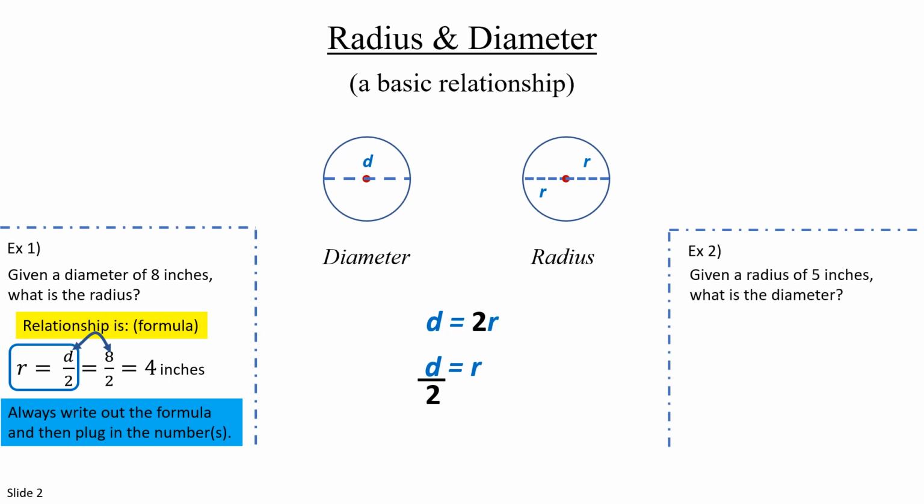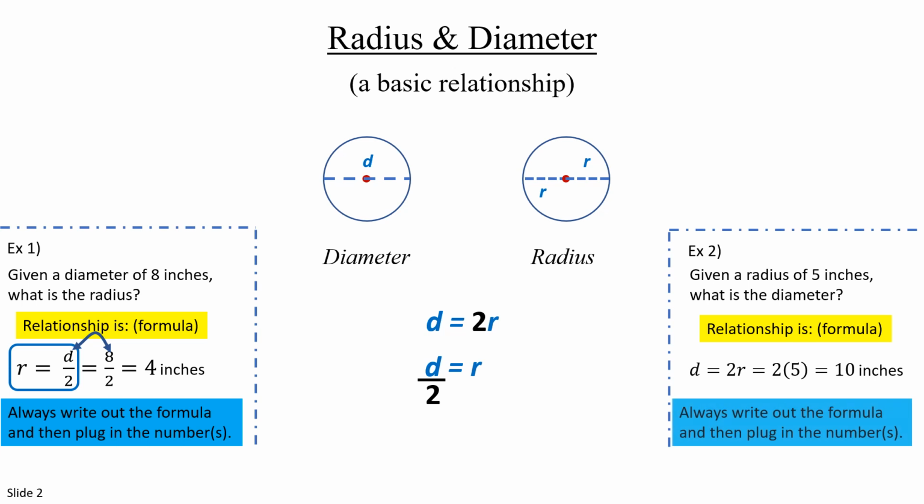Example 2. Given a radius of 5 inches, what is the diameter? So the relationship is the formula, which is the diameter is 2 times the radius. So then we plug in the numbers. The radius was 5, and we get 10 inches. So always write out the formula and then plug in the numbers.